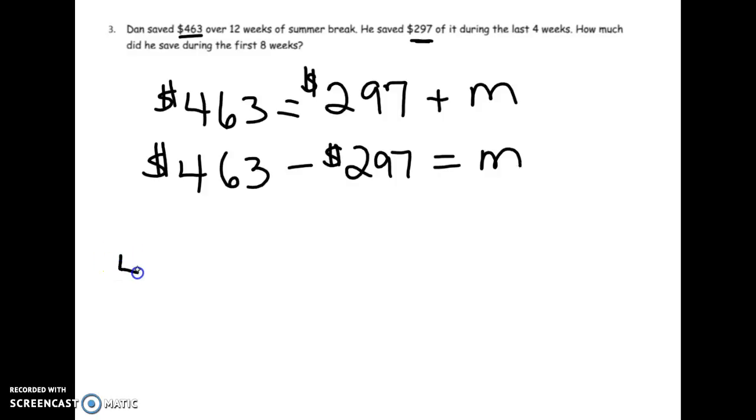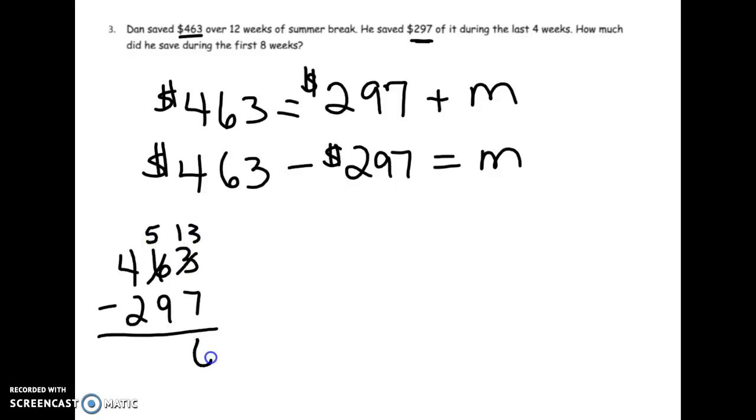When we do 463 minus 297, we're going to regroup the 6 into a 5. The 3 becomes a 13. And then we need to regroup the 4 into a 3, and the 5 becomes 15. Our answer then becomes that during the first 8 weeks of summer vacation, Dan only saved $166. He didn't do a very good job of saving at the beginning of summer. He did much better at the end of summer. But that's the final answer: he saved $166 during the first 8 weeks.